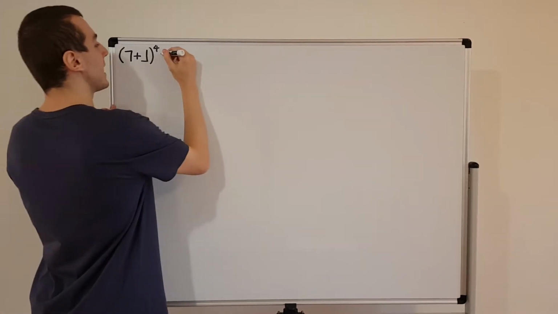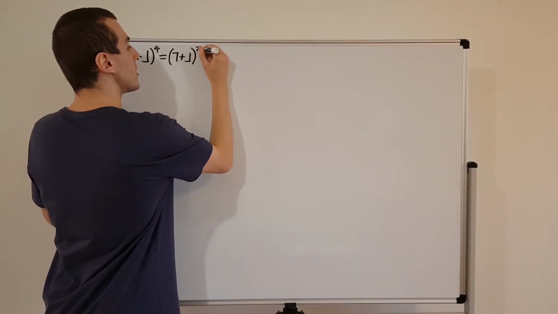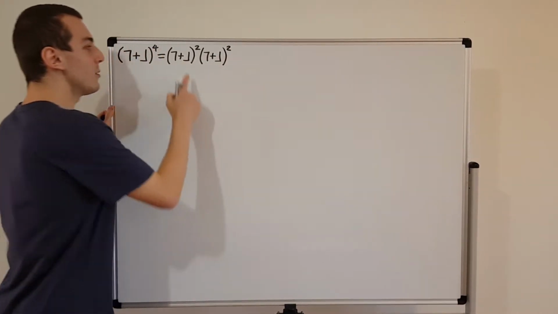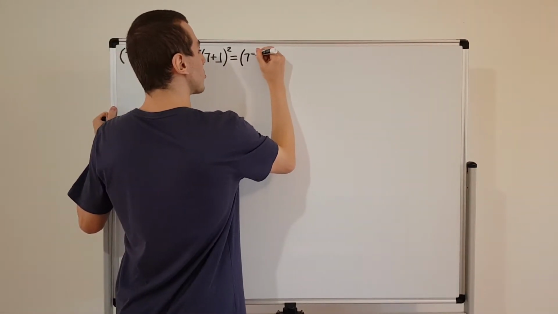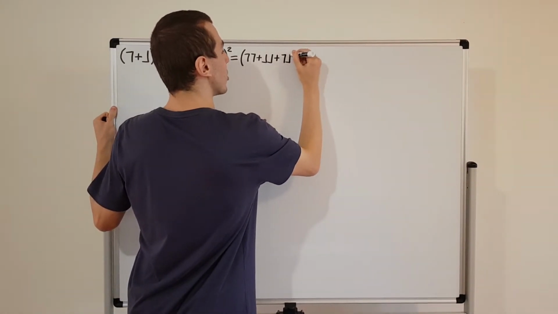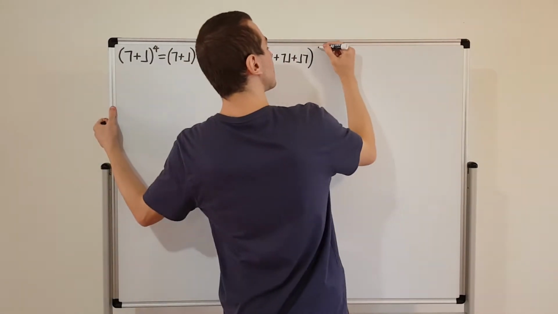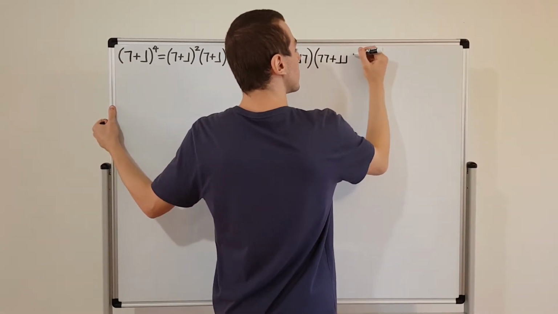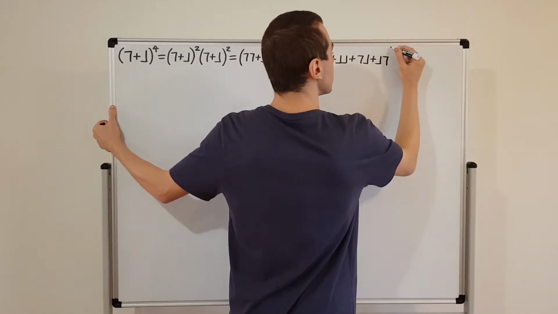Now, we can write this in an equivalent form. We can have raise plus lower squared times raise plus lower squared. And then we can expand each of these guys out. So that's going to give us raise plus lower plus raise lower plus lower raise. And then we have another copy of this. We have raise plus lower plus raise lower plus lower raise.